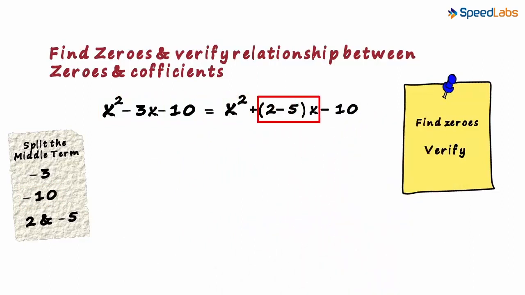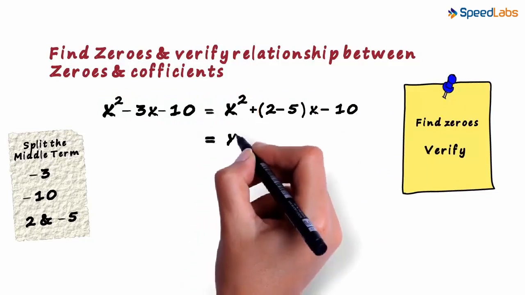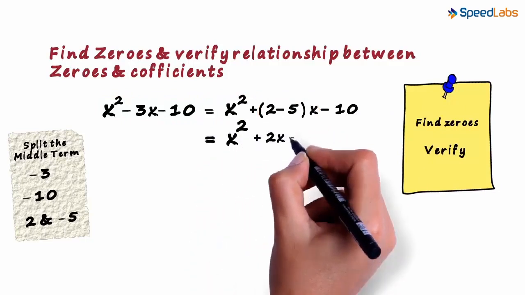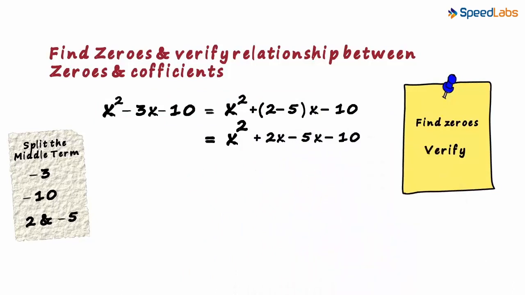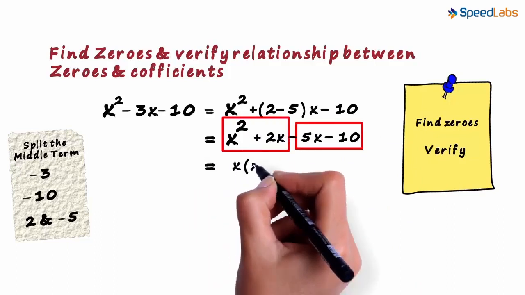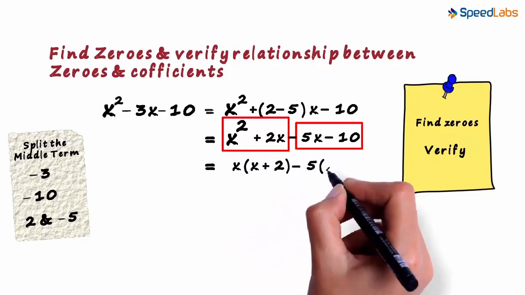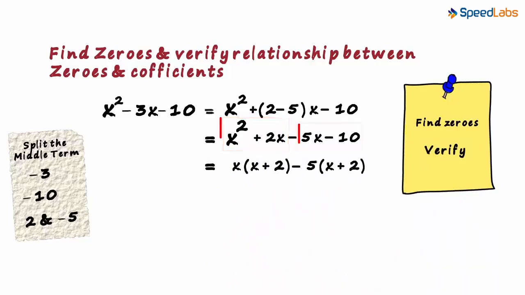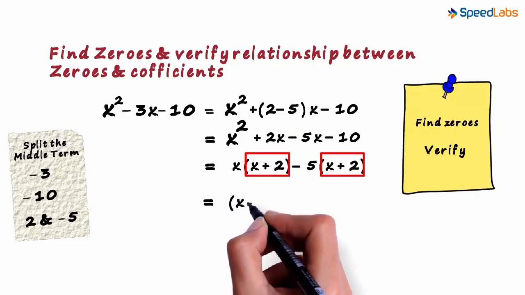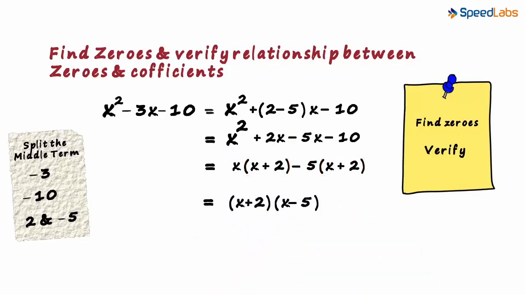We open the brackets and write the polynomial as x squared plus 2x minus 5x minus 10. Then by using the grouping technique, we make these two groups and write it as x multiplied by (x plus 2) minus 5 multiplied by (x plus 2). We took the common factor from each group out. And in this entire expression, the binomial x plus 2 is common to both terms. So we write it as (x plus 2) multiplied by (x minus 5).